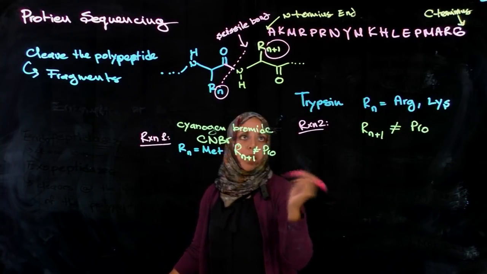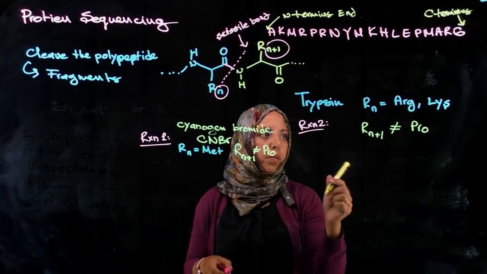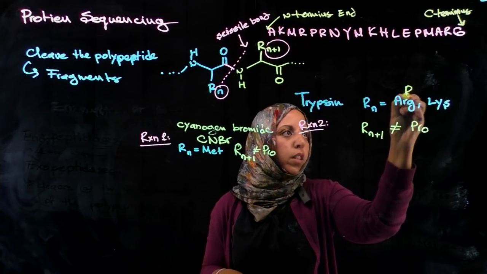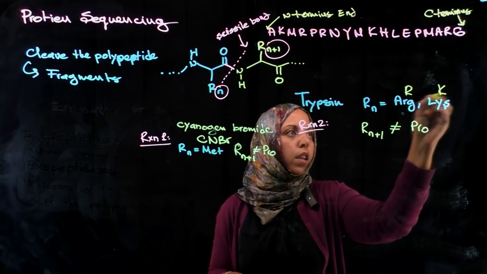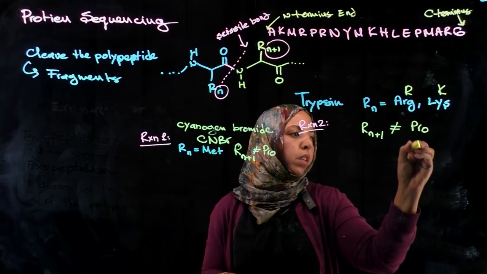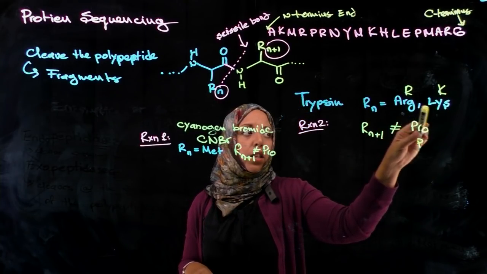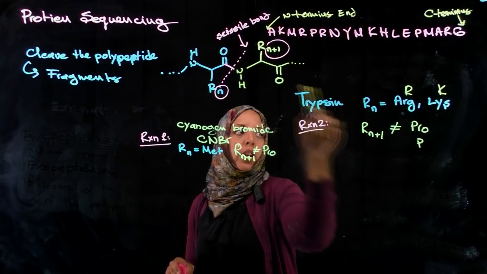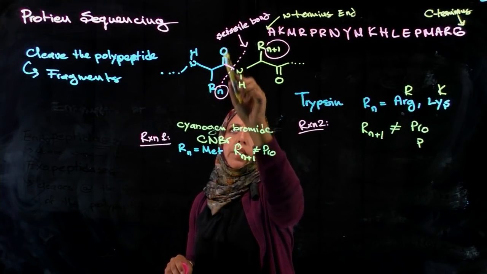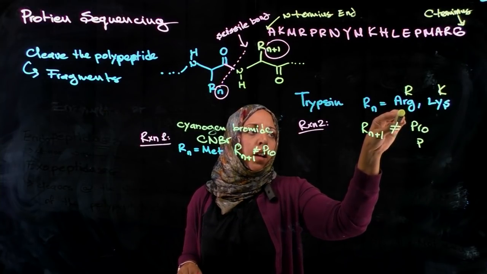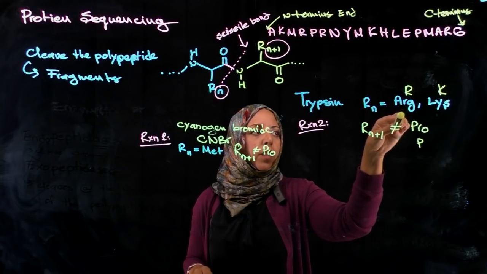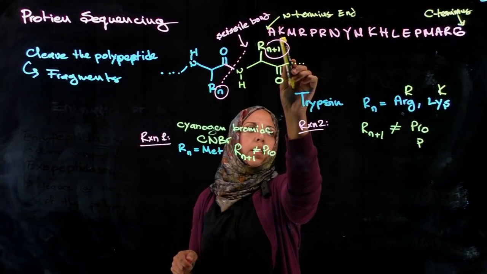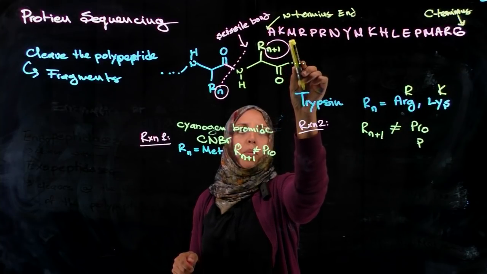All right, so I'm going to use the yellow. Every time you see an arginine, and if you recall, arginine is R, lysine is K, and proline is P. Every time you see an arginine or a lysine, that peptide bond is being cleaved right after arginine or lysine, at the C-terminus end of arginine or lysine. So here's alanine, lysine, and lysine is not followed by proline.